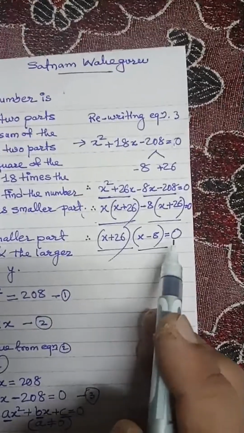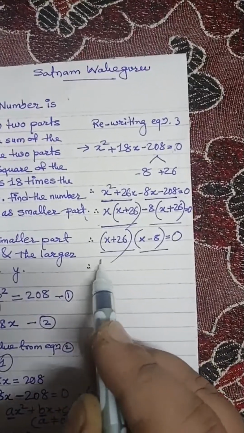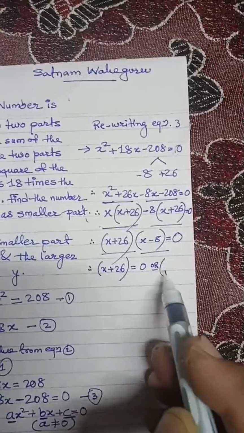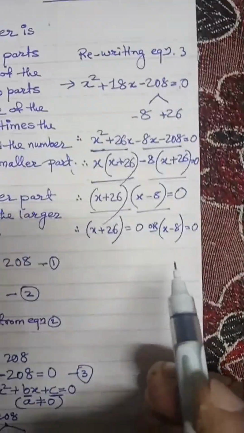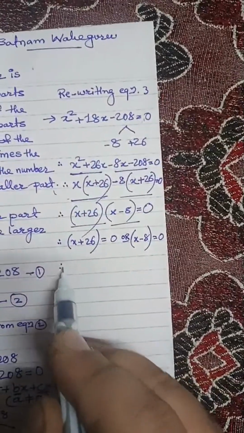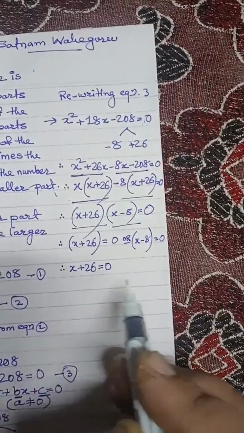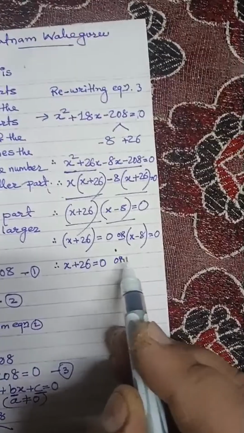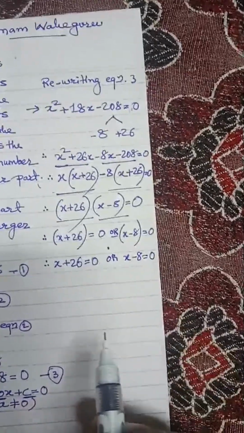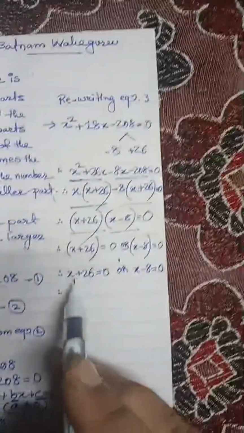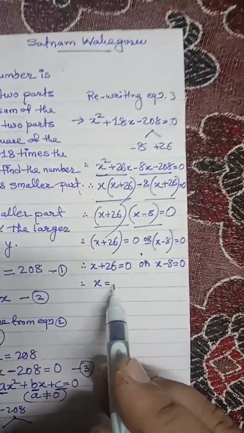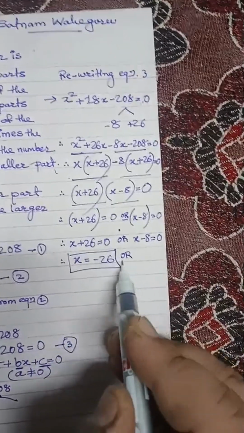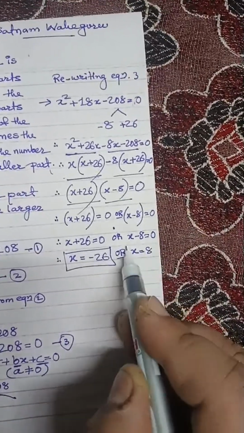When the product of two numbers is equal to 0, then we can say that either the first term is 0 or the second term is equal to 0. From x plus 26 is equal to 0, or here you can say x minus 8 is equal to 0. From x plus 26 is equal to 0, we will be arriving at result x is equal to minus 26, or x is equal to plus 8.